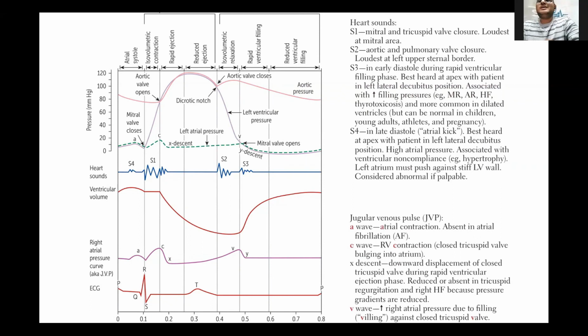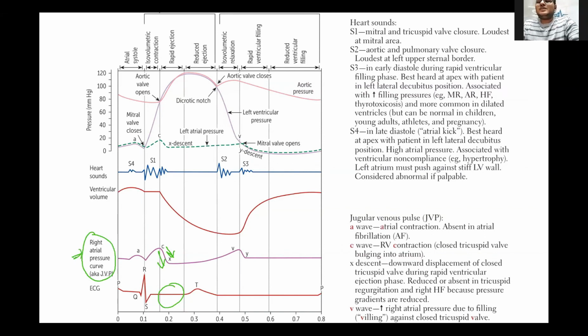Next, we discuss the rapid ejection phase. I will highlight this rapid ejection phase with a green color. Now we are discussing this rapid ejection phase. Rapid ejection phase has no significant changes in the ECG, but a very important point is that during the rapid ejection phase there is the X descent. This is a deflection downward. X descent is a downward deflection in the jugular venous pulsation.